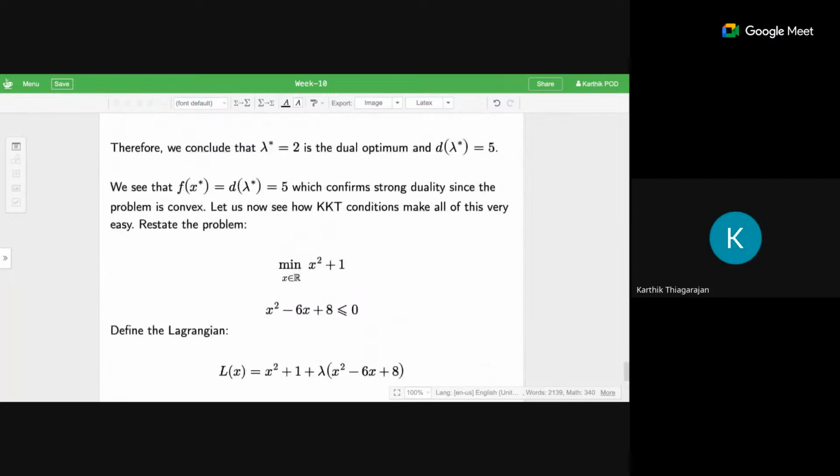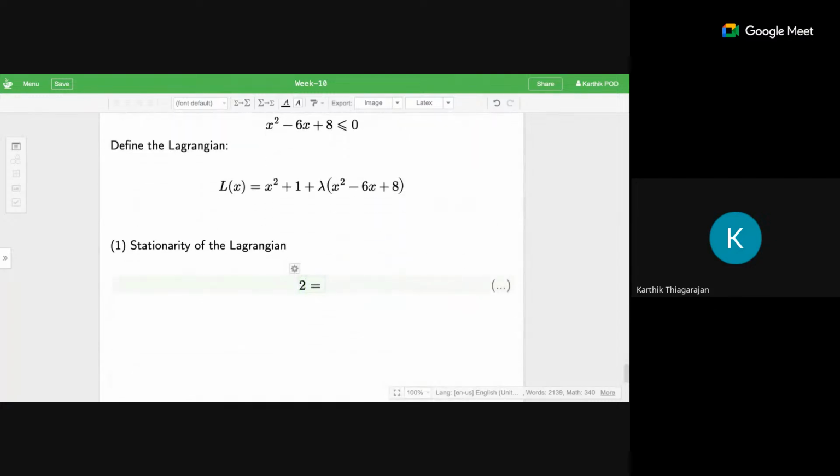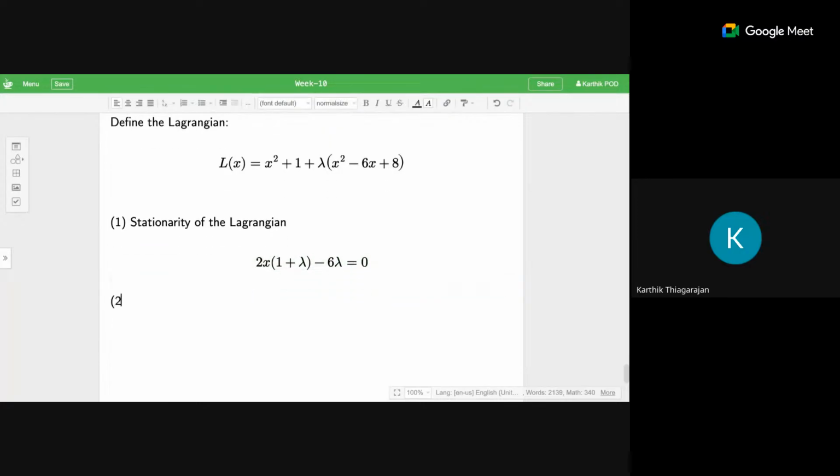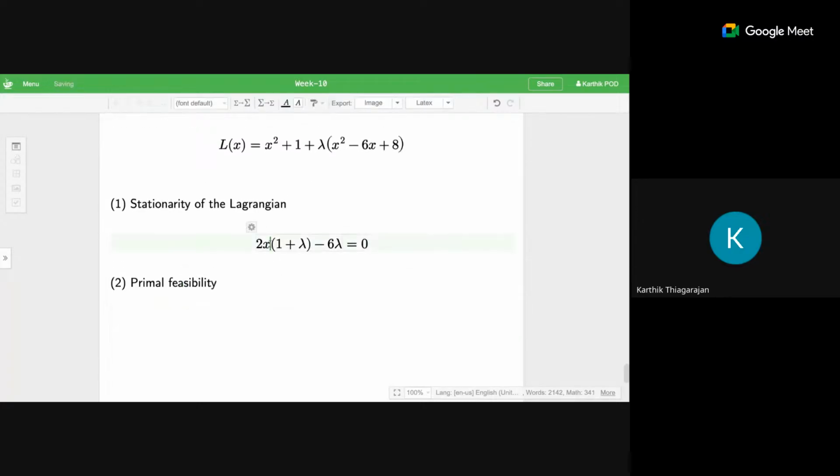So same thing, right? This we already did. So it's 2x into 1 plus lambda, minus 6 lambda is 0, right? That's just one equation which comes from the stationarity of the Lagrangian. And now we start doing the rest. So primal feasibility. What does this give us? Tell me. x square minus 6x plus 8 is less than or equal to 0.